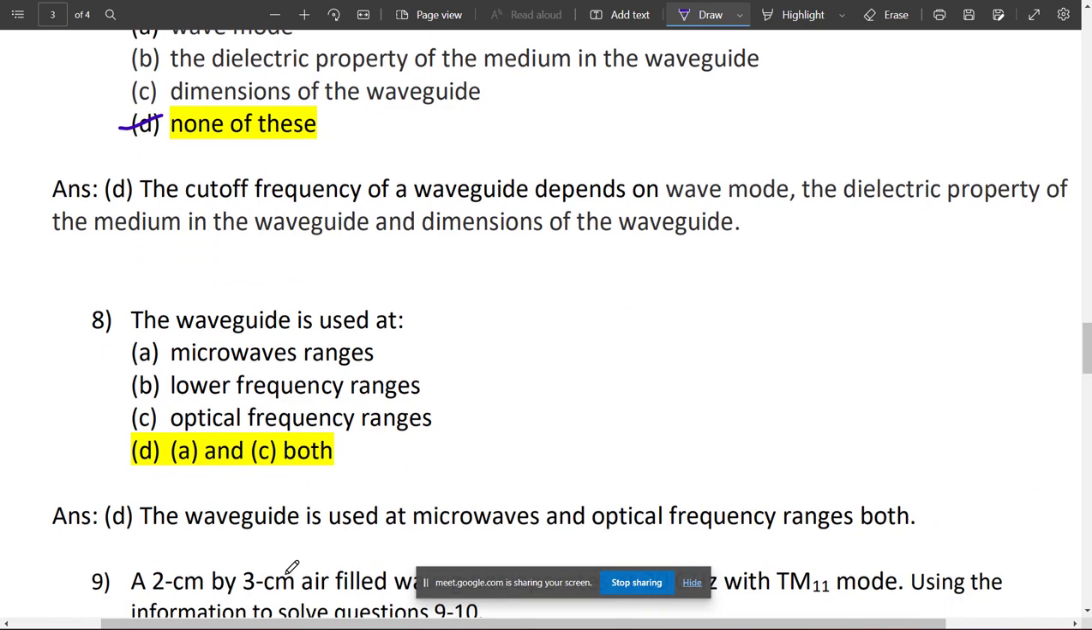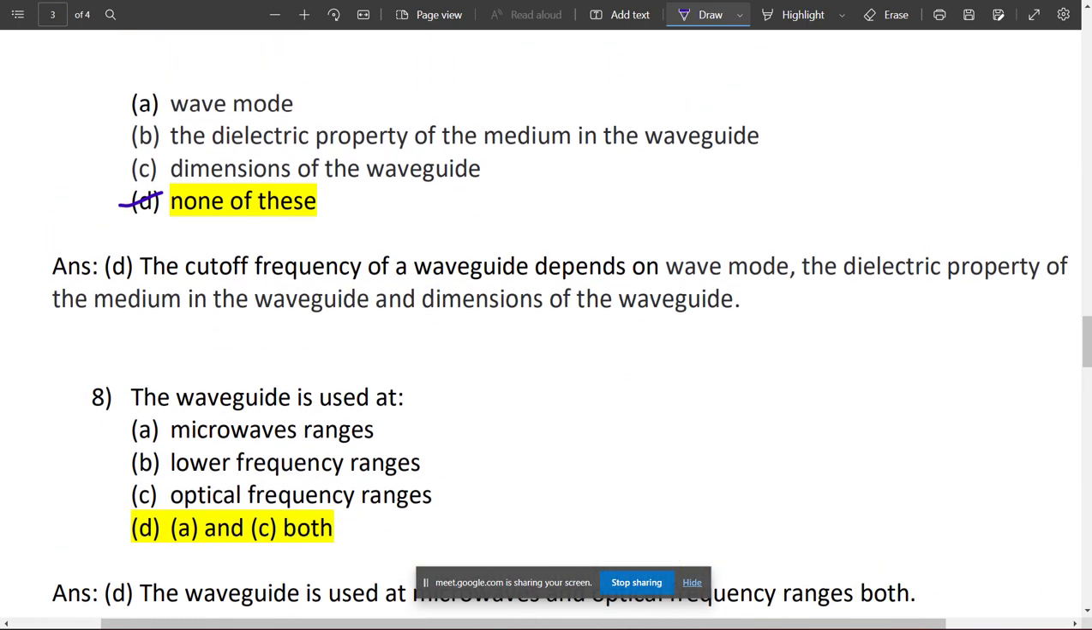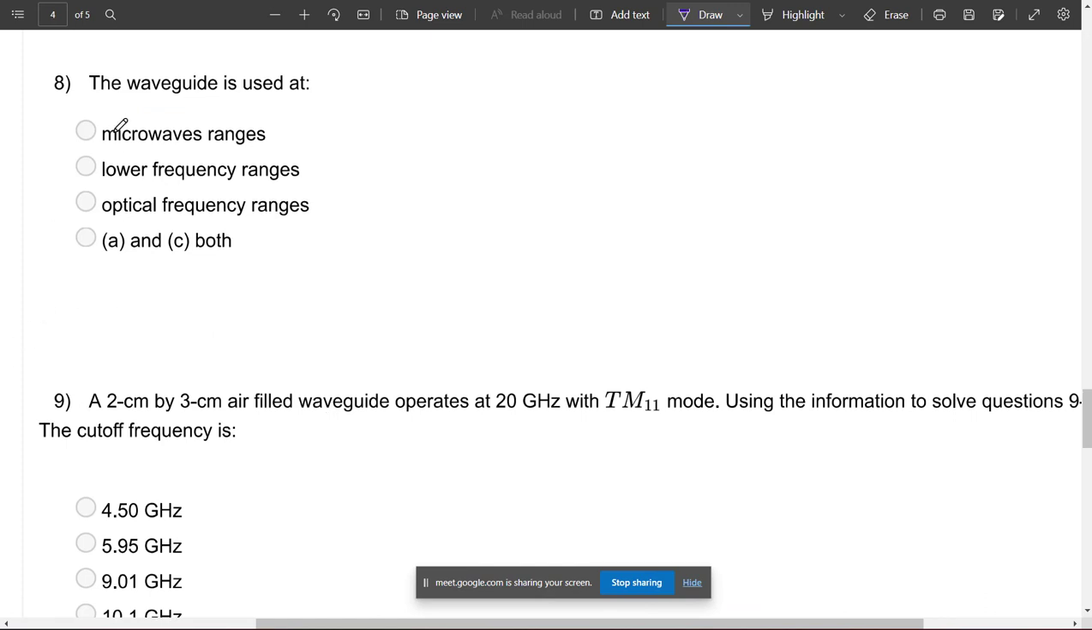Okay, now let's go to question number 8. A waveguide is used at... so can someone tell me what will be the answer? Option A, madam, microwave frequency. Yeah, microwave is correct. Is there any other option that might be correct? Okay, option C here is also correct.